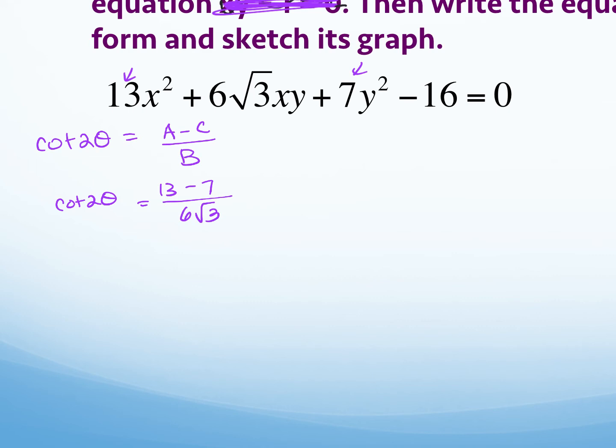Now what? 6 over 6 root 3, which becomes 1 over root 3. Now before we rationalize this, because you've been so programmed to rationalize, remember we're going to flip it to get the tangent. So don't rationalize it. So the tan of 2 theta equals root 3. You with me so far?